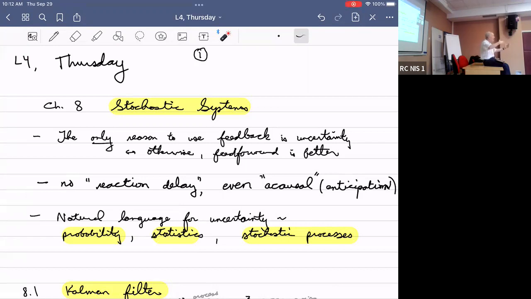And so in order to do this, we need to take a step back and think about introducing noise into this picture of control that we've been developing. So today is devoted to stochastic systems. And I'll start with a claim, which is that the only reason to use feedback as opposed to some kind of feed forward is some kind of uncertainty. And why is that the case? Well, feedback is always reacting to something. And in a causal system, reactions always take some time.